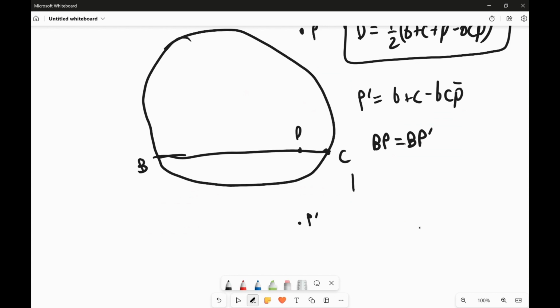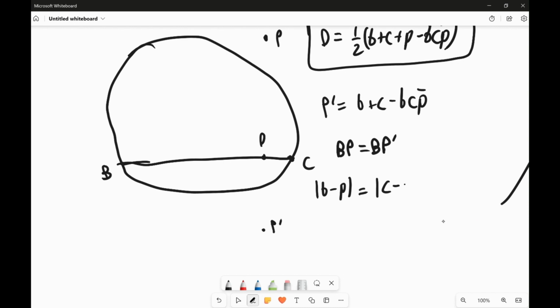Well, the length BP is just magnitude B minus P, and the length of BP prime is just magnitude C minus BCP prime, or it should be B minus C... BCP prime. We want to show that these two are equal. Well, because the magnitudes end up being multiplicative by Euler's formula, we can take out the C from both sides, and then we have 1 minus BP conjugate. But the magnitude of C is just 1, so that ends up being this. B minus P, the magnitude, we need to show that it's equal to this.